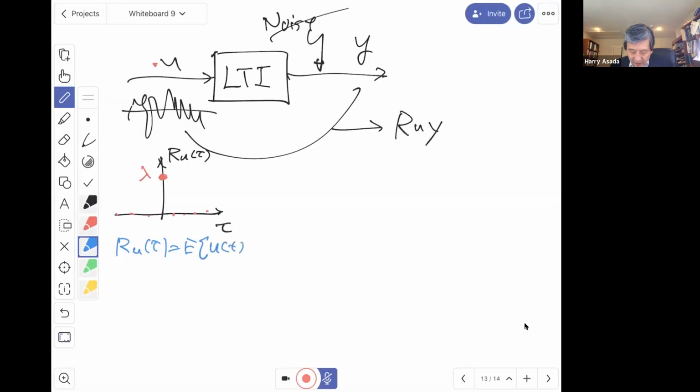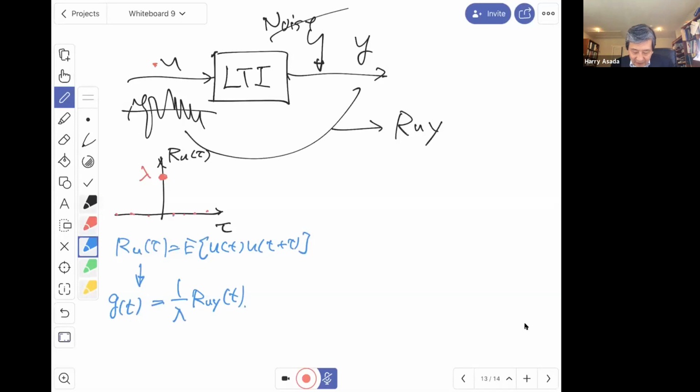If tau is other than 0, it's all 0, right? This turns out a very simple expression: g(t) equals, with input lambda, the output R_uy(t), right? So this is a simple one.